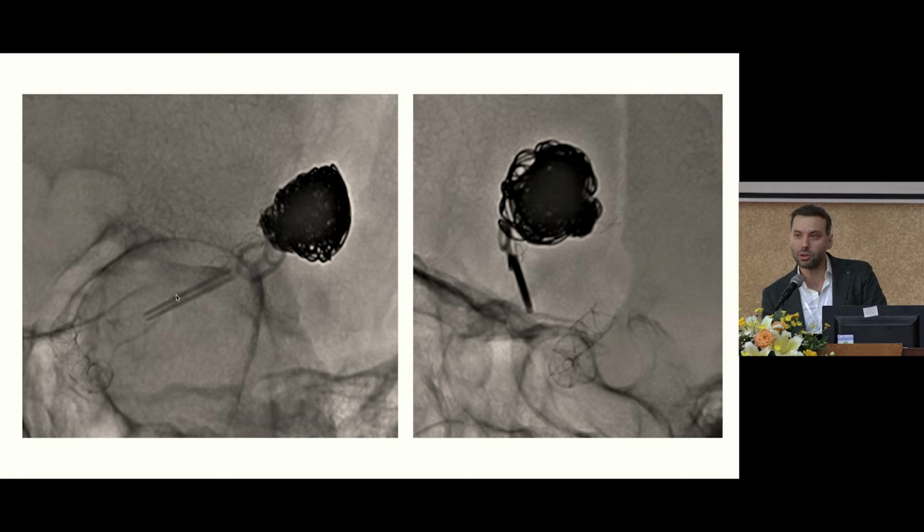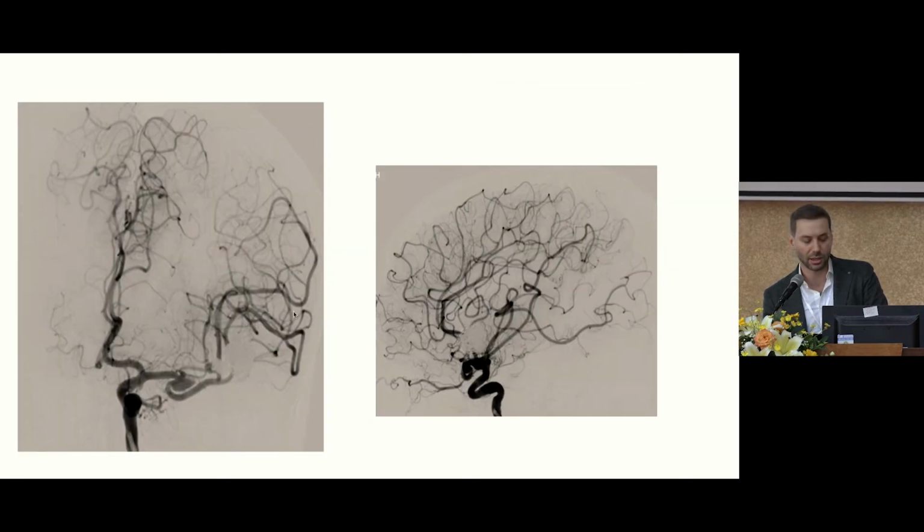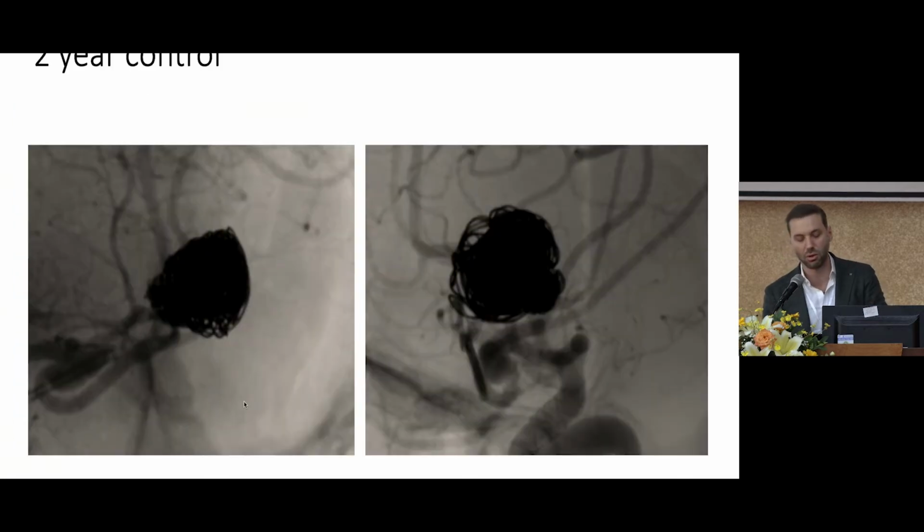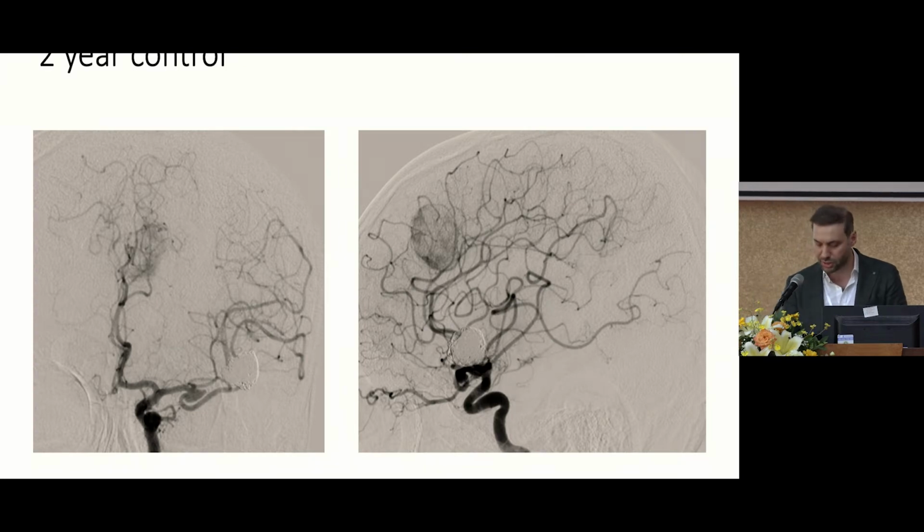This is the 2-year control, and you can see here with a non-subtracted view how it nicely reconstructs the vessel without any filling at the aneurysm neck. So we were happy. We are still happy using the Baby Leo because of its light flow diversion effect. But how would it be to put the flow diverter stent also in a 17-inch microcatheter?